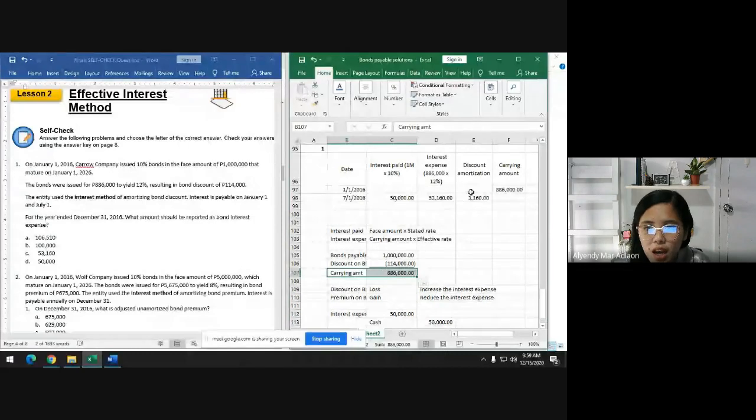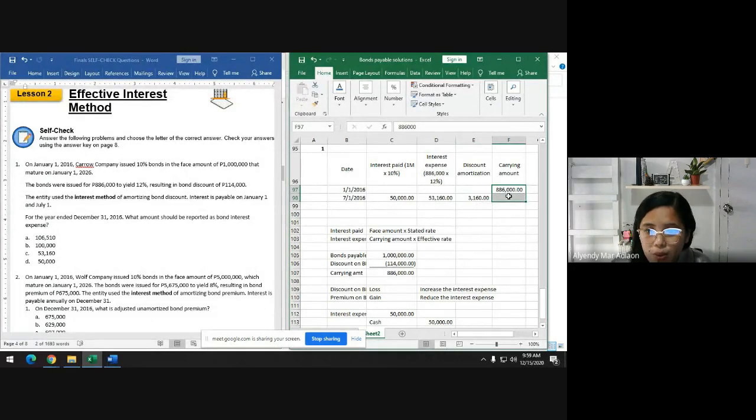For our carrying amount, the discount on bonds payable is part of the carrying amount. Therefore, if the discount on bonds payable decreases, our carrying amount increases. To compute, 886,000 plus 3,160 is 889,160. To prove: bonds payable, 1 million; discount on bonds payable, 114,000, of which 3,160 is amortized, leaving 110,840. So the carrying amount is 889,160 on July 1.